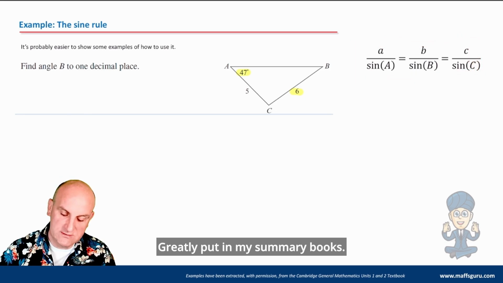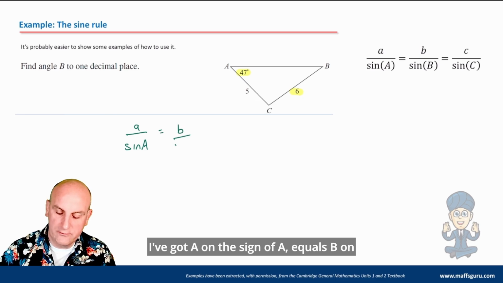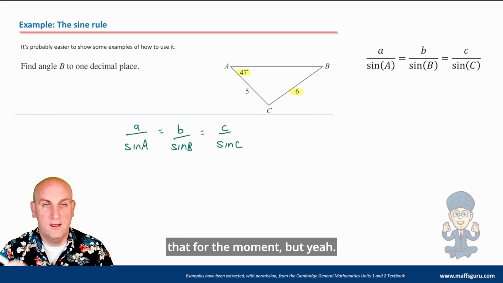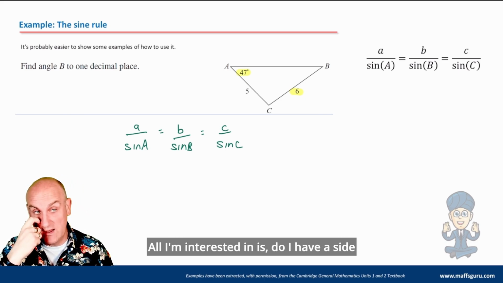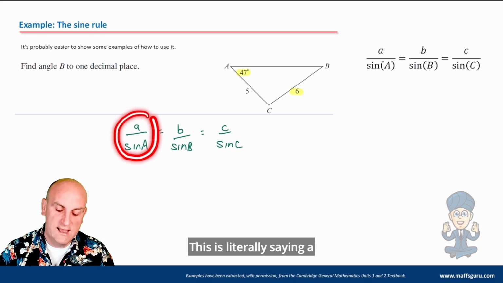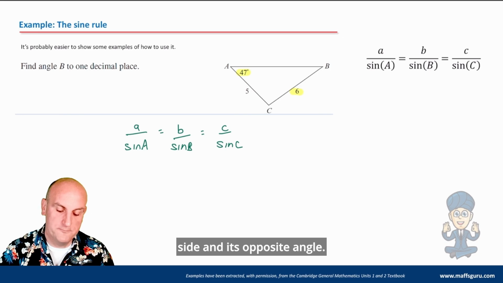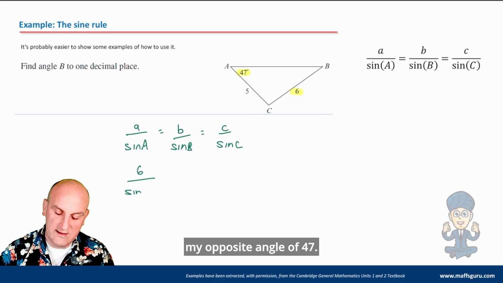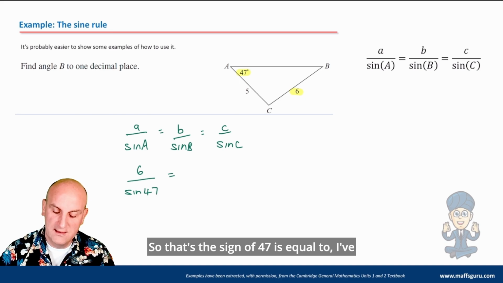Greatly put in my summary book. So I've got a on the sine of A equals b on sine B equals c on sine C. And again, all I'm interested in is, do I have a side length and an opposite angle? That's what it means. This is literally saying a side and its opposite angle. So I've got a side length of 6 divided by my opposite angle of 47. So that's the sine of 47 is equal to, I've got a side length of 5.